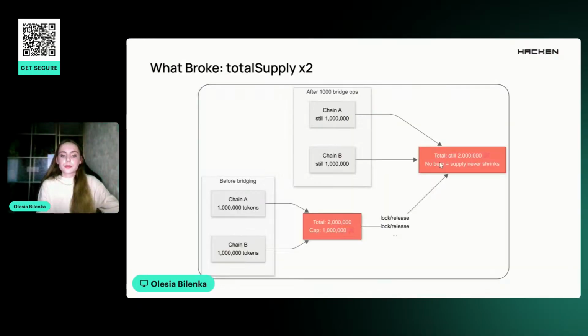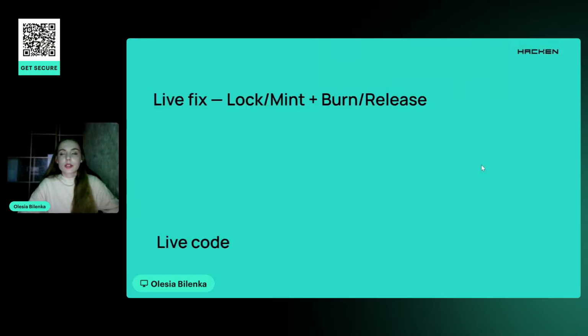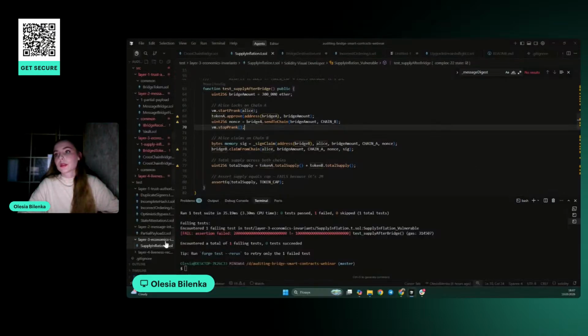Here is what broke. Before any bridging, chain A has 1 million, chain B has 1 million as well. After some bridge operations, it still has 2 million total. So this is inflation by design, made during the deployment, and it is also permanent. Let's go to the code again and see the corrected implementation.